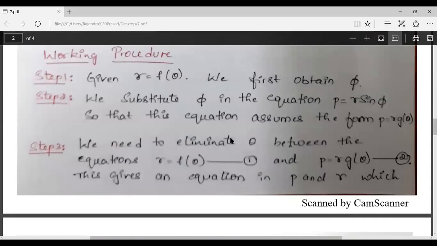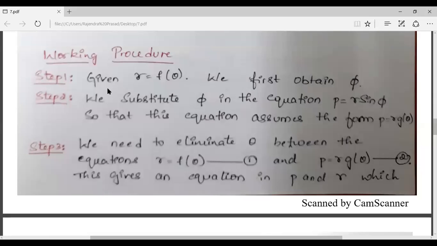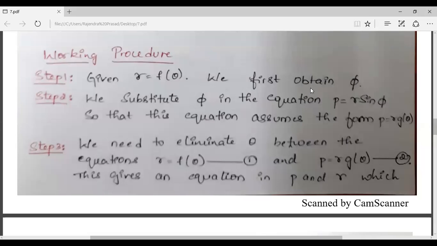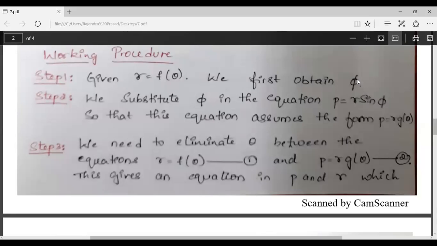So next, we have the working procedure. Step number 1: we consider r is equal to f of theta to be the polar curve. We first obtain psi, that is, the angle between the radius vector and the tangent. In a polar curve, the very first step is to find the angle between the radius vector and the tangent. That is what psi is.